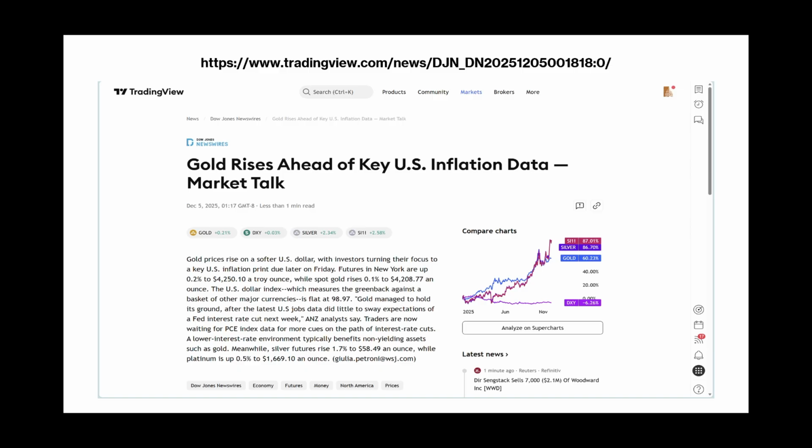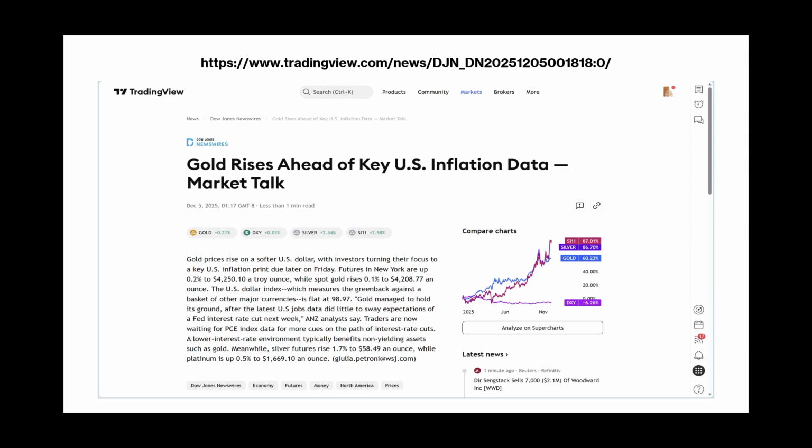Before we were actually getting ready to take the position, I noticed a news article came out, and you can copy and paste this and look at the news article for yourself. It says gold rises ahead of key U.S. inflation data, market talk. So obviously we pay attention to the DXY, which is the U.S. dollar, because they trade against each other, the gold and the dollar.